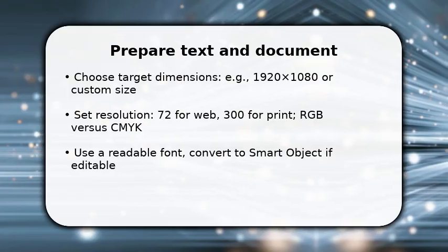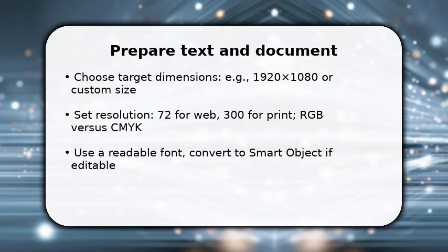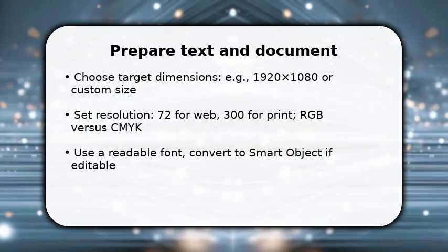Prepare a separate background layer or image you'll map the text onto, and position the text roughly where you want the effect to appear before proceeding to blend and warp steps.